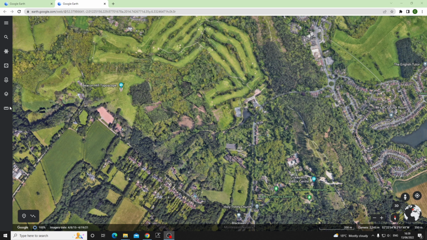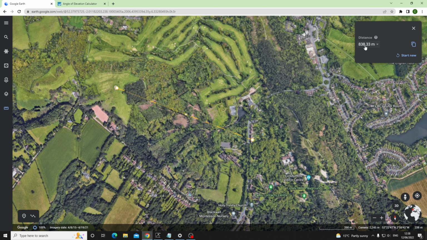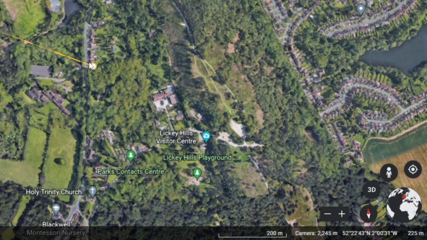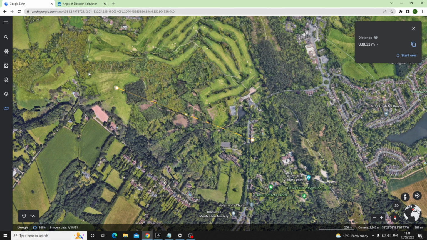So let's draw a line from there, and let's just imagine we live in one of these houses over there. It's telling us that line is, there we are, 838 meters. Now let's just measure the height of this man down here in this house. He is at 226, it says at bottom right, and we know it's 300 there. So that is going to be about a 75 meter difference across 800 meters. How do we check what the angle is?